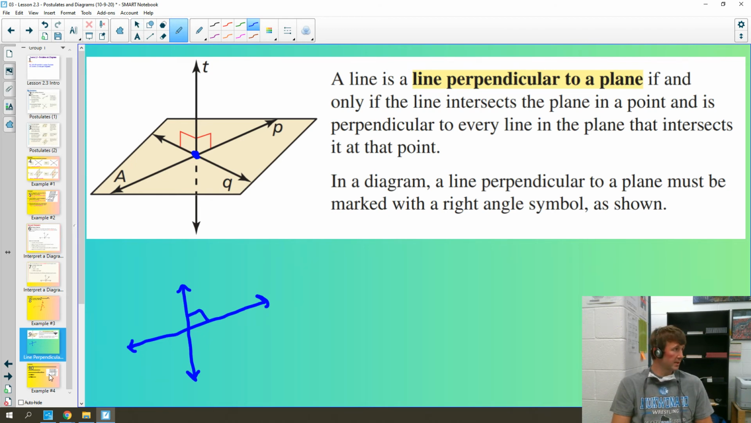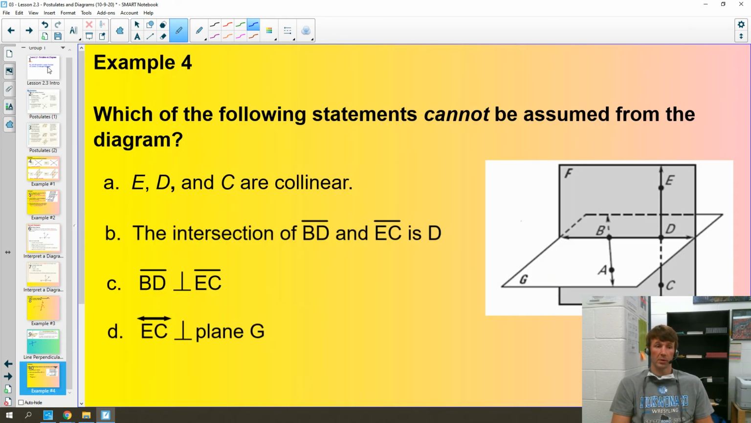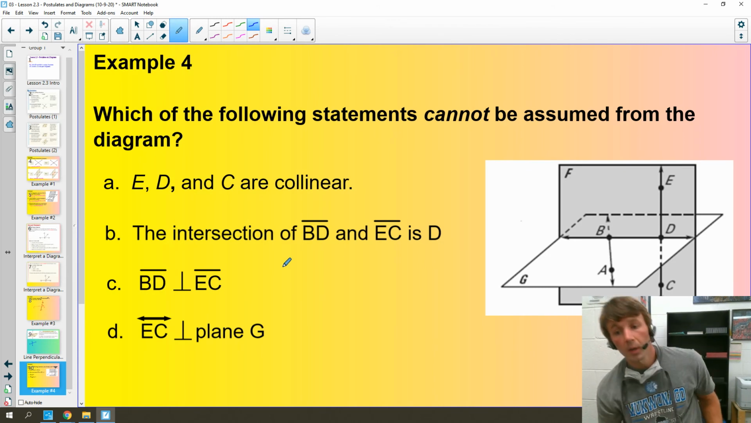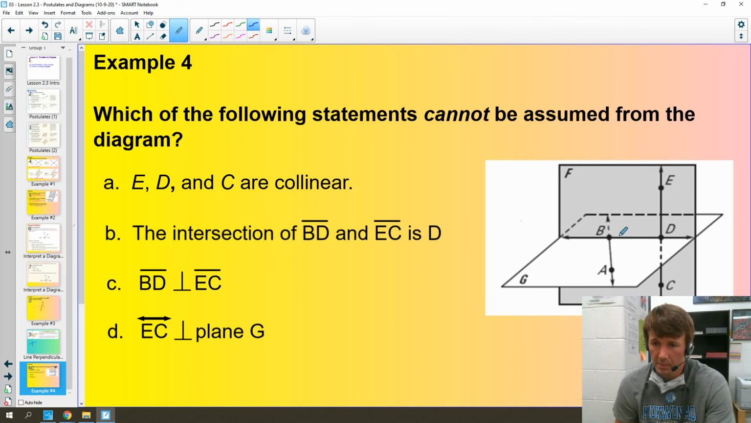All right, and then the last thing we got to look at is figure interpretation. So can we sketch stuff? Sure. And then, all right, interpret a diagram, interpret a figure. So here we go. I'm getting similar looking to one that we had before with the postulates, except now it's just which ones can we and can we not assume?